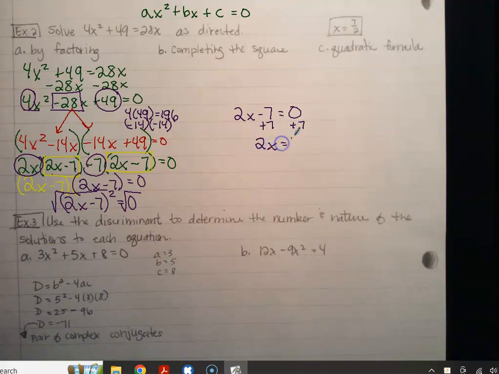So 2x equals 7. Divide by 2, and x equals 7 halves. All right, so we just have the one answer, 7 halves. But that was a lot of work factoring to get there. And so unfortunately, I'm going to have to erase some of this work so we have room to do the rest of it.